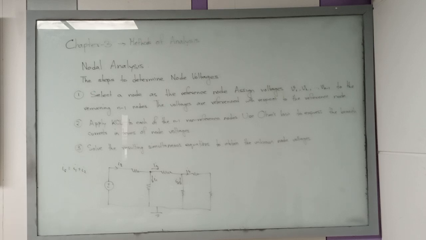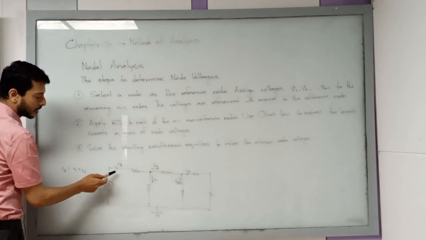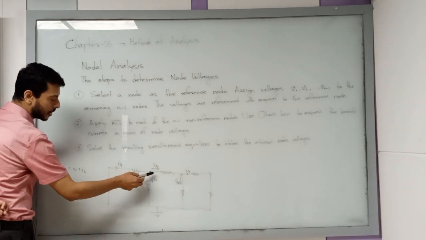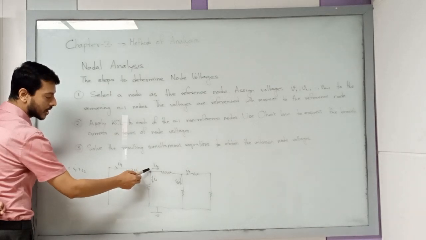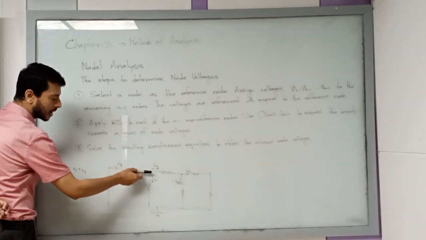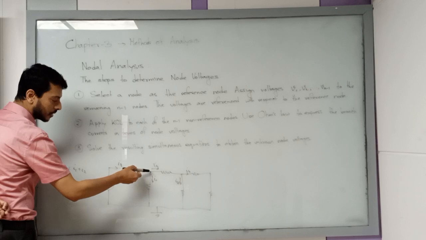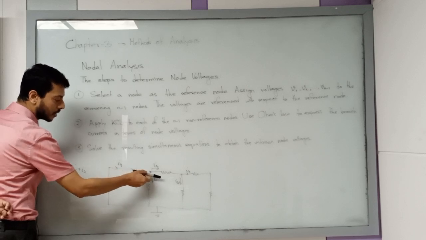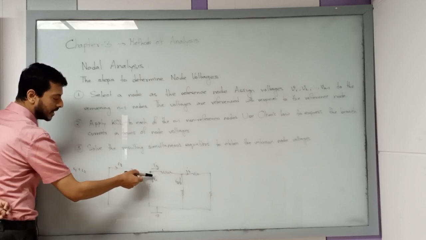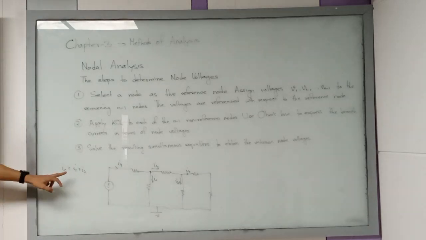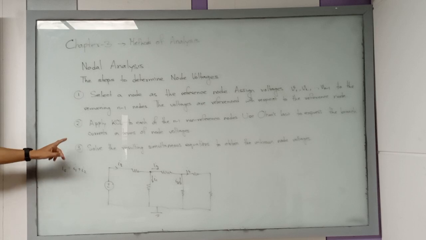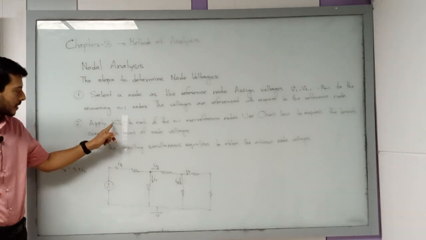Which is I1 and I2, right? Does anyone have any confusion about this? From this point the current entering is IS, and which ones are leaving? I2 and I1. So according to Kirchhoff's current law, the sum of the currents entering a particular node should be equal to the sum of the currents leaving that node, right? So we can write this equation. So that is what is said over here.